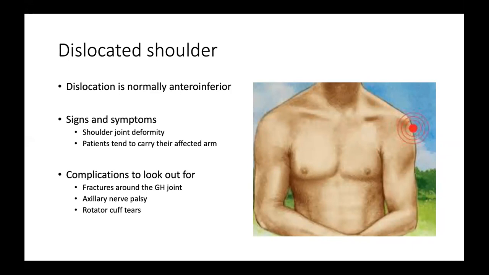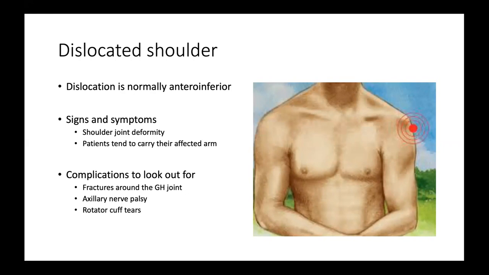Let me just make sure I get this correct because I don't want to confuse you. Bankart is when you break the socket. So you're breaking bits of the glenoid fossa, okay? Whereas Hill-Sachs is when you're breaking off bits of the humeral head, okay? Do you want me to explain that again? I'll say it again, okay?